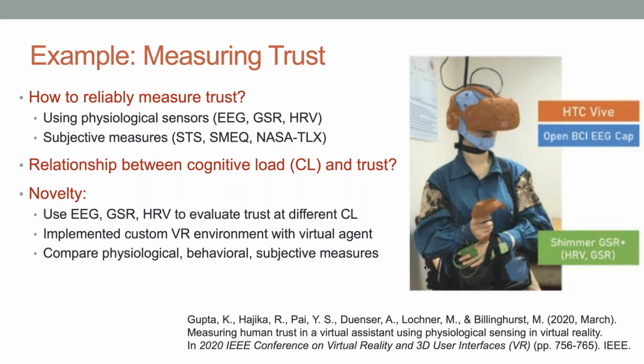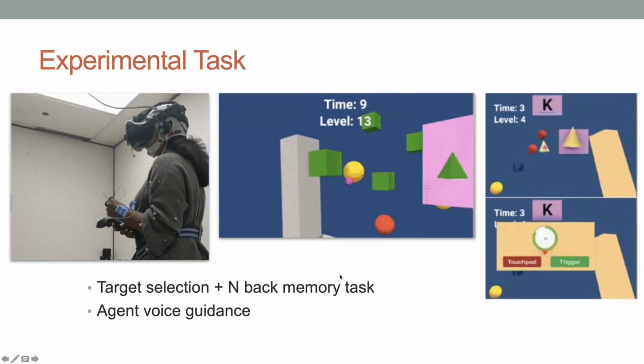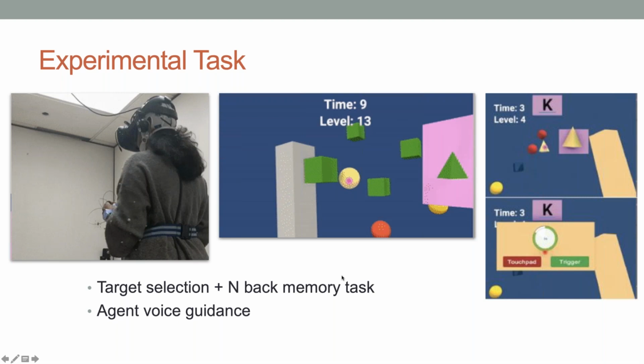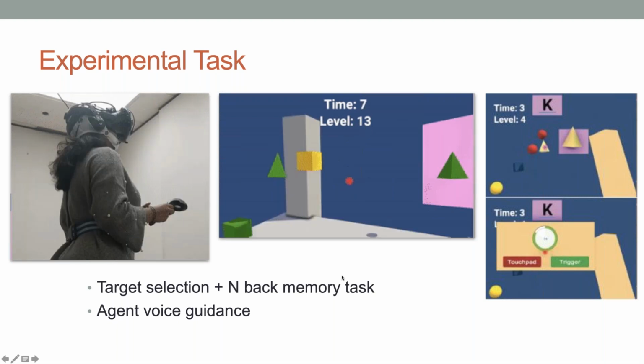So the person here is wearing a VR headset. They've got an EEG cap on their head as well, and on their hand they've got a Shimmer device which measures the heart rate and the sweat level. In this case, they had a task where they had to look around and try to find objects in the virtual world. But in some of the conditions, they would have an agent that would tell them which way to turn to find the object.